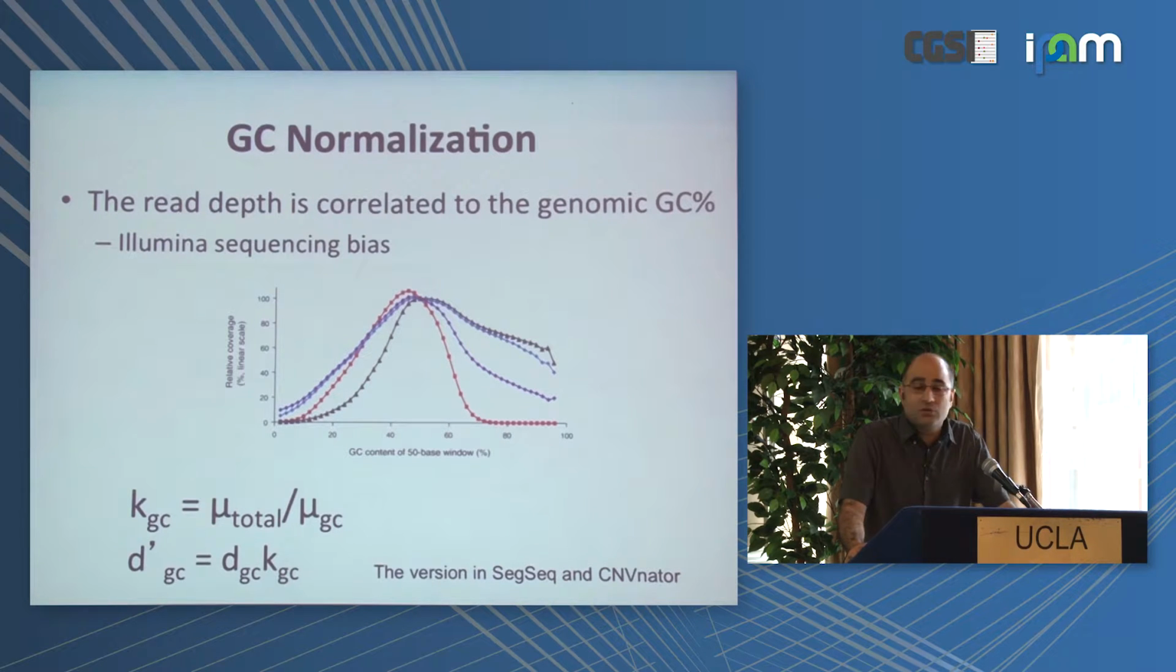The way that most methods do it, and the simplest normalization that you can think about, is that for every GC value, calculate how much for that particular experiment the read depth is different from expected, and use that factor for normalizing all the read depth values. And by this simple normalization, in most methods, it's performing quite well for fixing the GC issue.